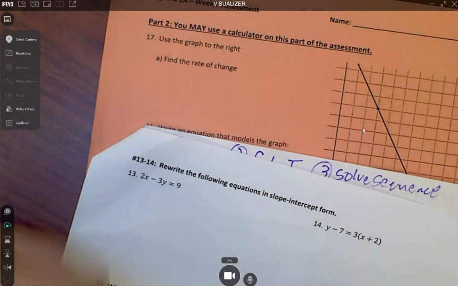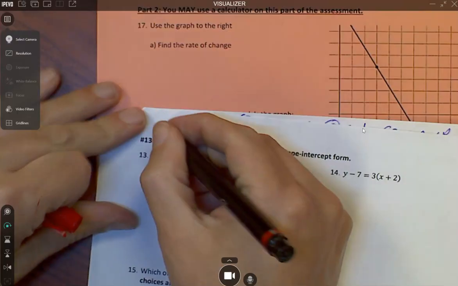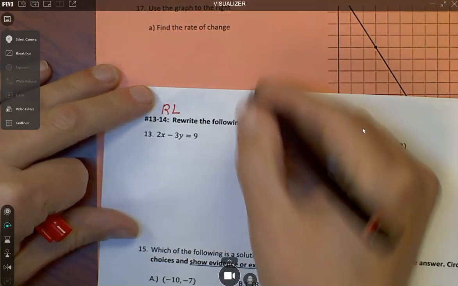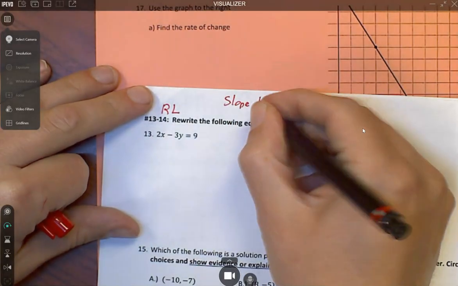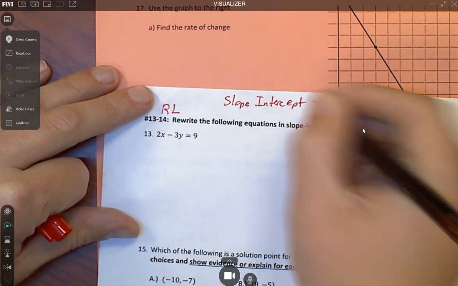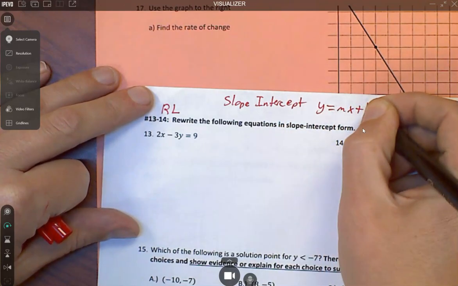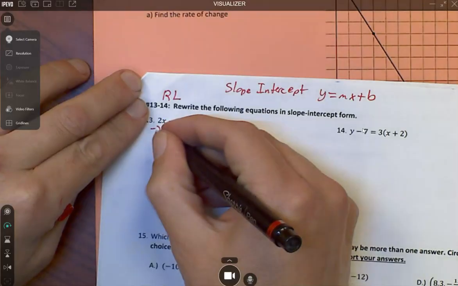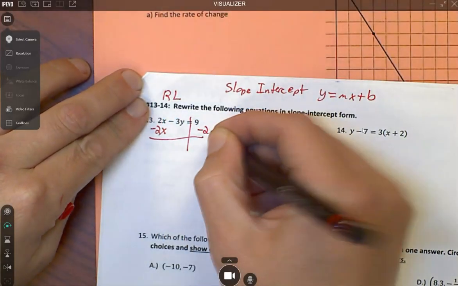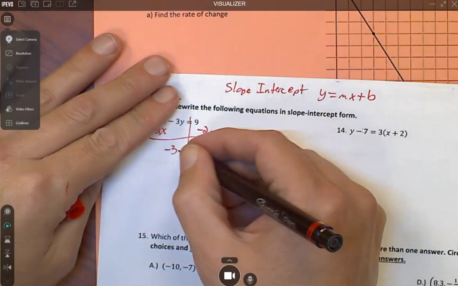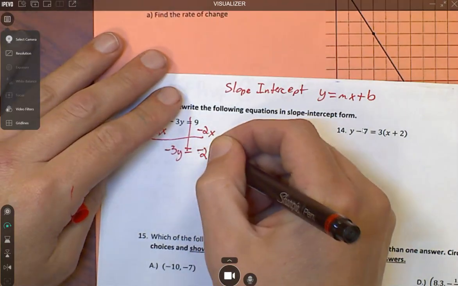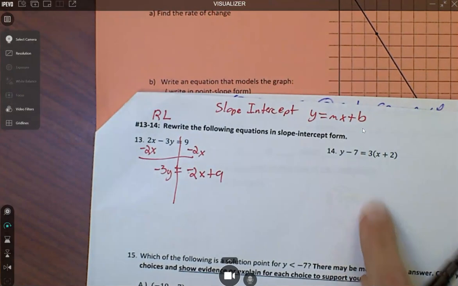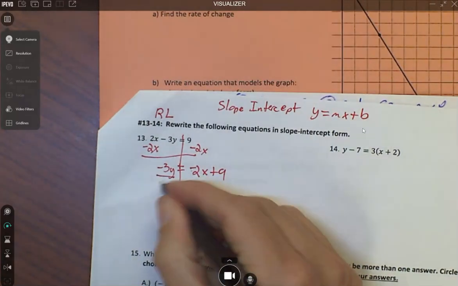Okay, now we're getting into where I saw a lot of ones. It's rewriting linear. So what is slope-intercept, you ask yourself? Y's alone. So we got to solve for y. Negative 2x and 9 can't go together, and the x term's first in slope-intercept. Divide by negative 3.